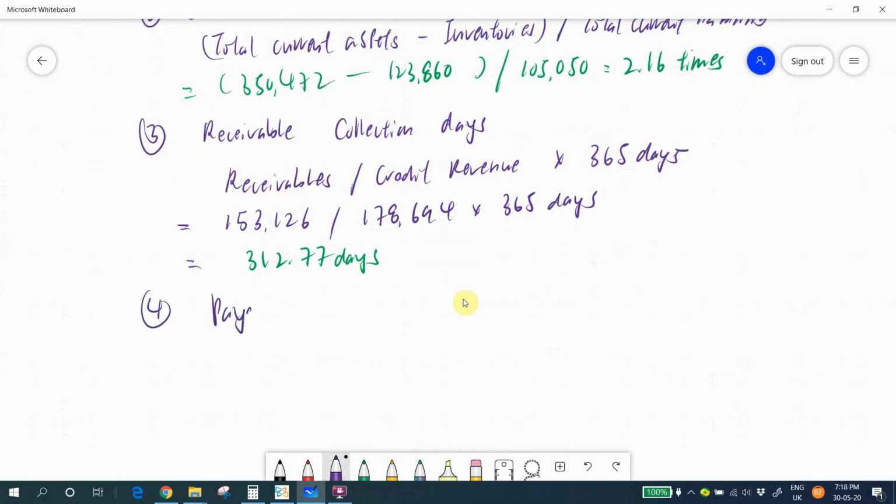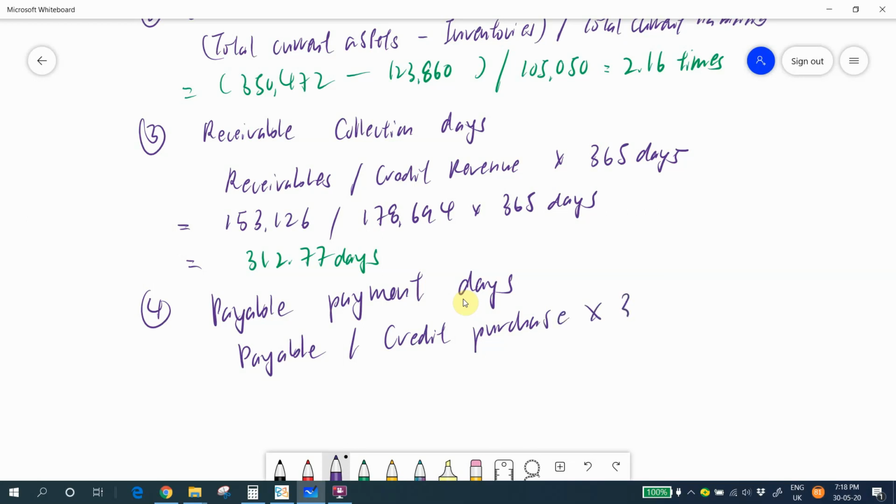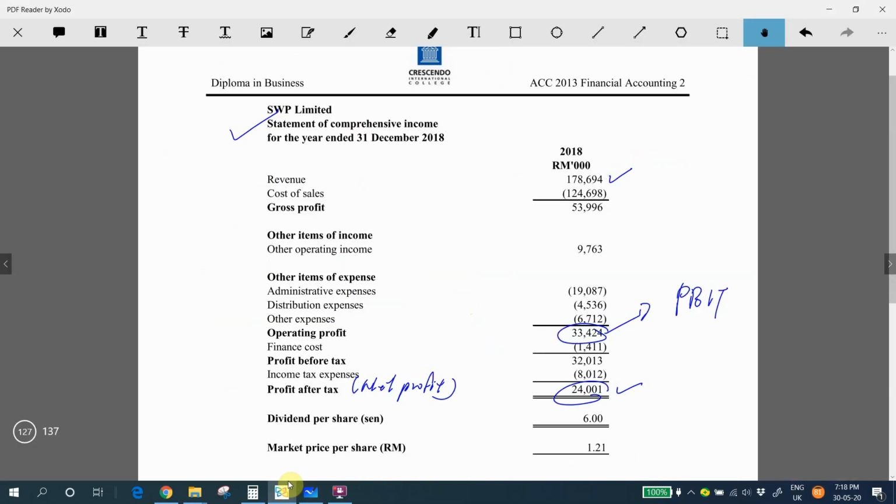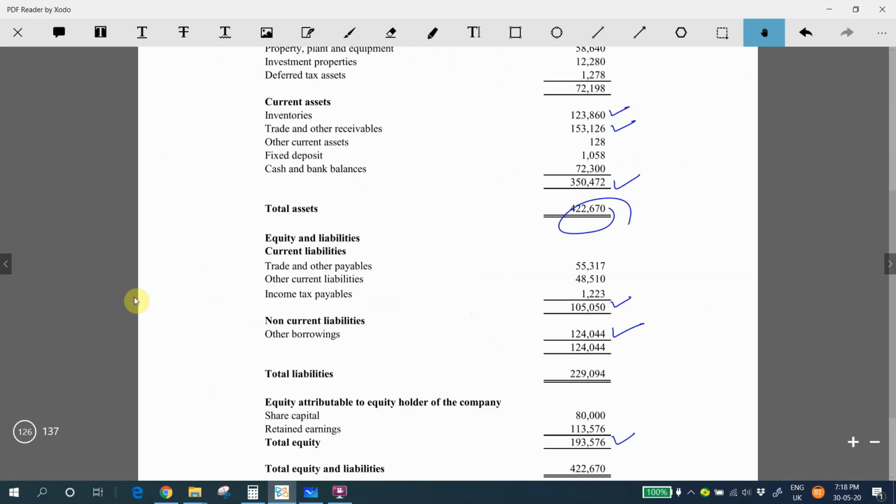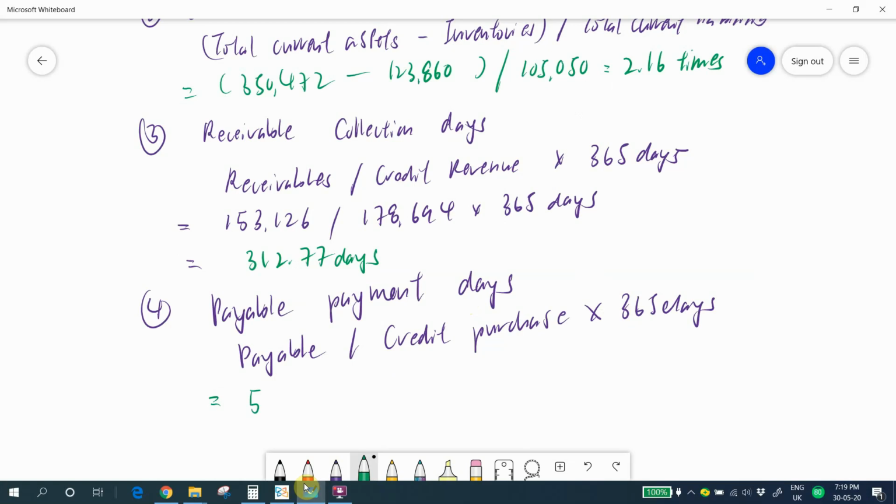So number four is payable payment days. So for payable payments day, we use payable divided by credit purchase times 365 days. So payable for this company, we can get from SOFE, payables, 55317 divided by the credit purchase.